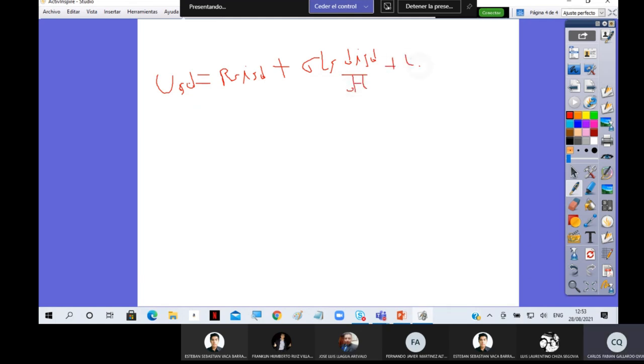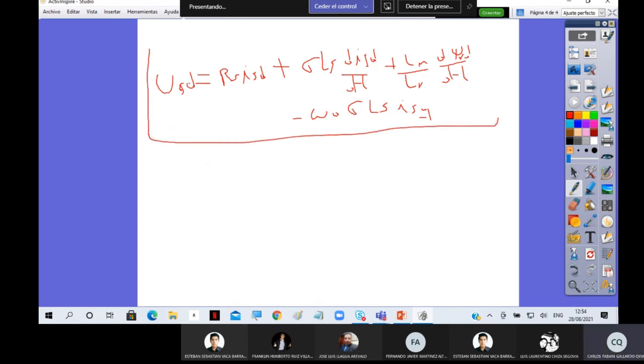Plus, I will have here the magnetizing inductance over the rotor inductance. I will have the derivative, okay? With respect to the time, minus the speed times the leakage coefficient times the stator inductance times the stator current on Q-axis. Okay, and this is my first equation.